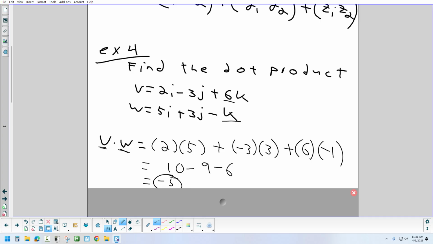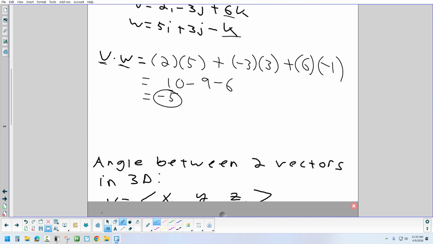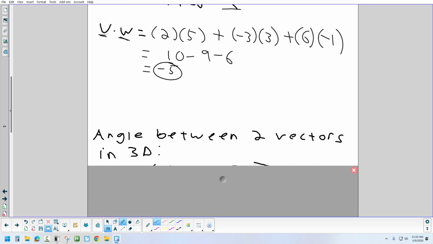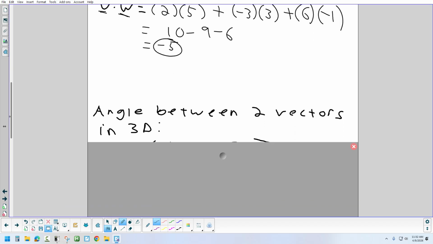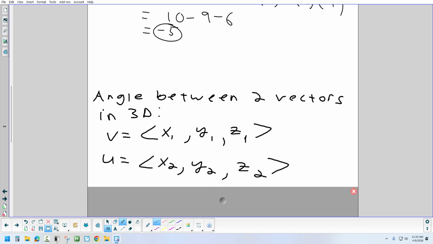Now, what did we use the dot product to figure out? Yeah, plugged into a cosine to find the angle. Yep, so that's the next thing. So now we're going to find the angle between two vectors in 3D. To find the angle, I'll have to give you two vectors, and each vector will have an x, a y, and a z component.